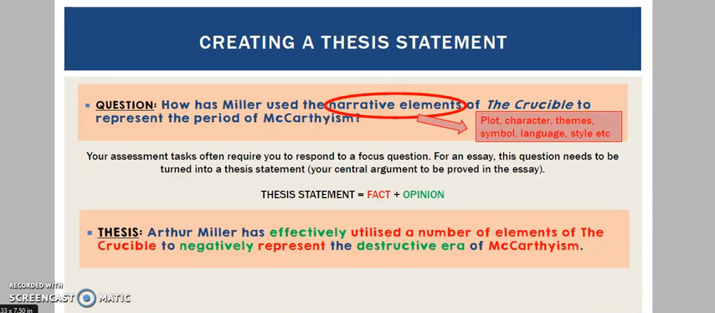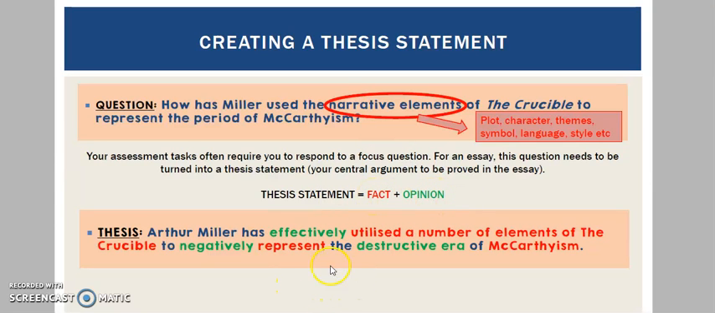So your thesis needs to be based on the statement that's listed in your task sheet. The thesis here is just a practice thesis and a practice question. You will need to refer to the statement that's on your task sheet because the wording is a little bit different. But this gives you an idea of how to form a thesis and just reminds you that your thesis needs to be made up of both fact and opinion.